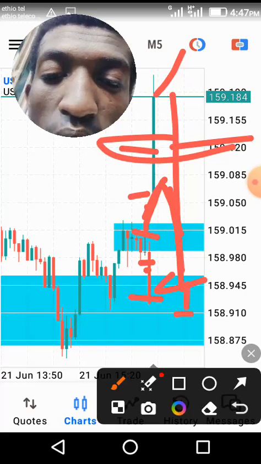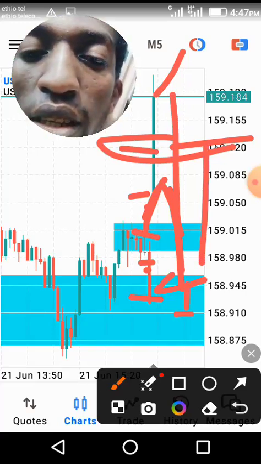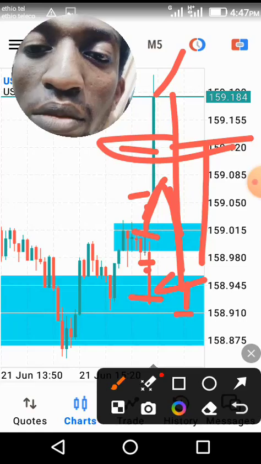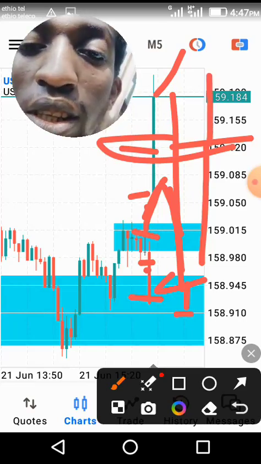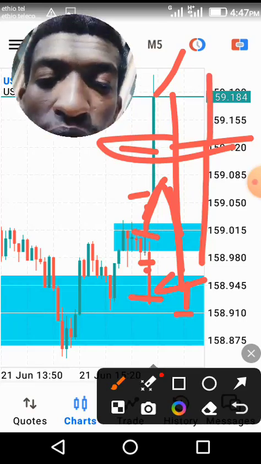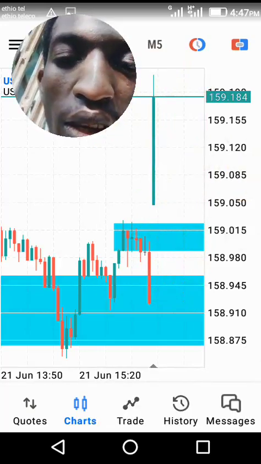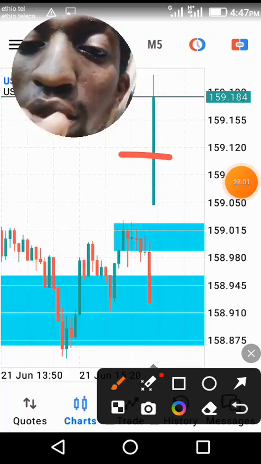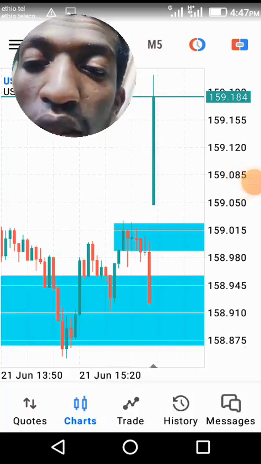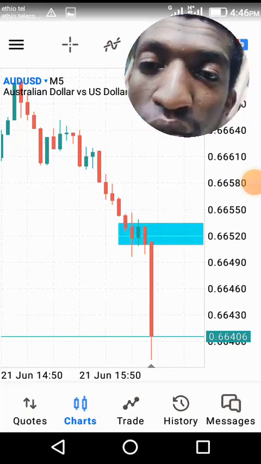Stop loss. This is my minimum target. Then another target. Okay, that would have been great, but TP2 was already nailed, so I have no business here. I don't have business here.